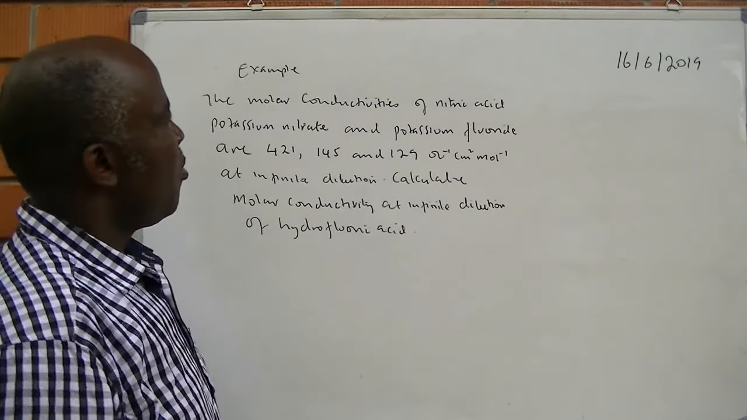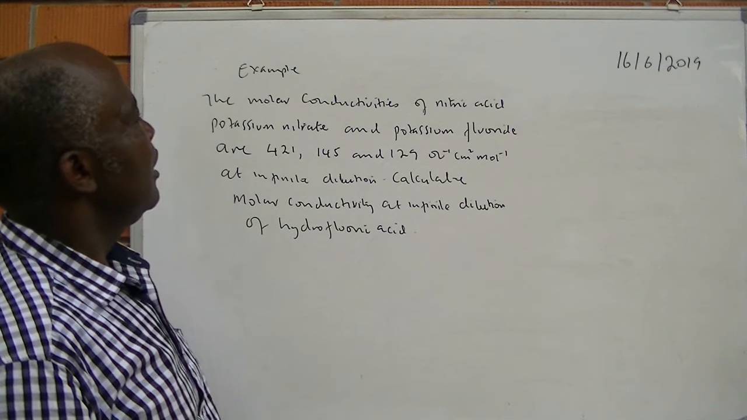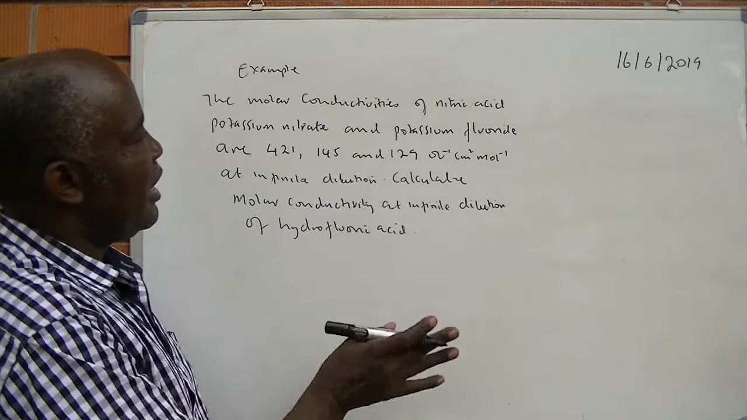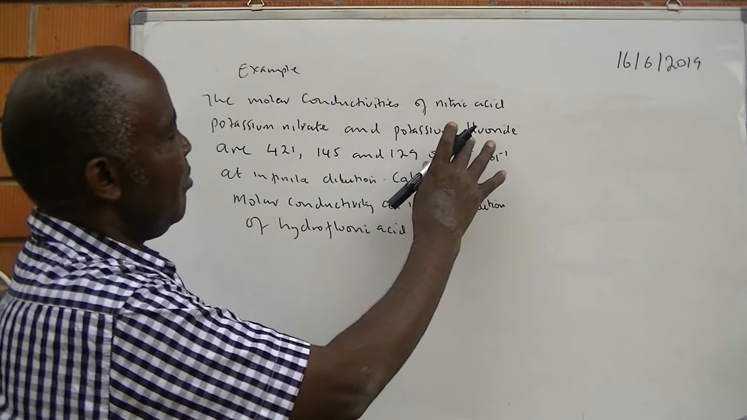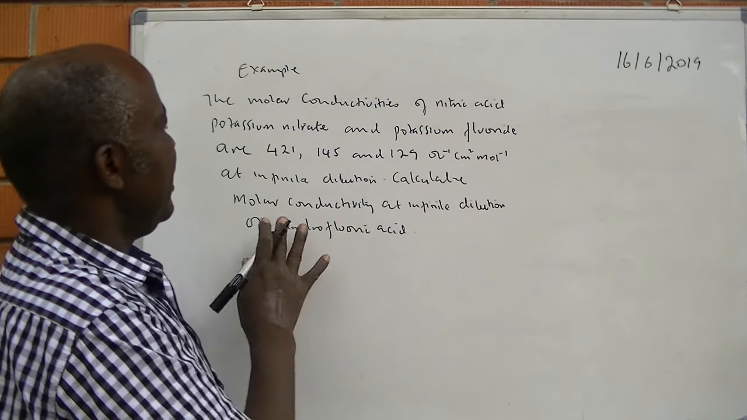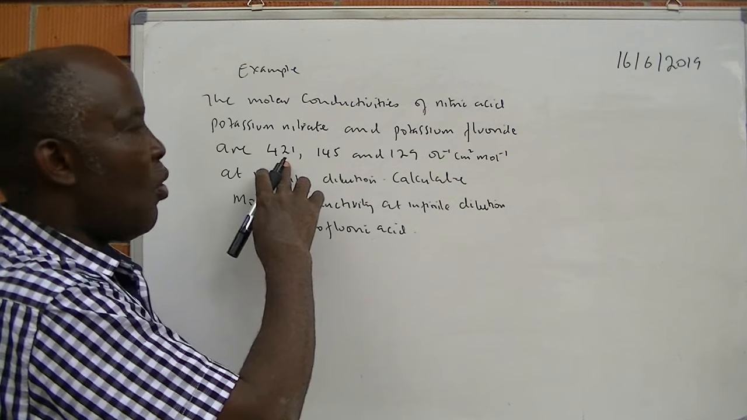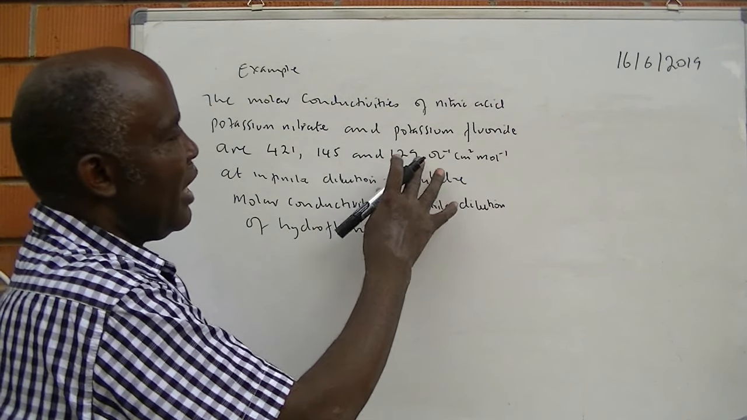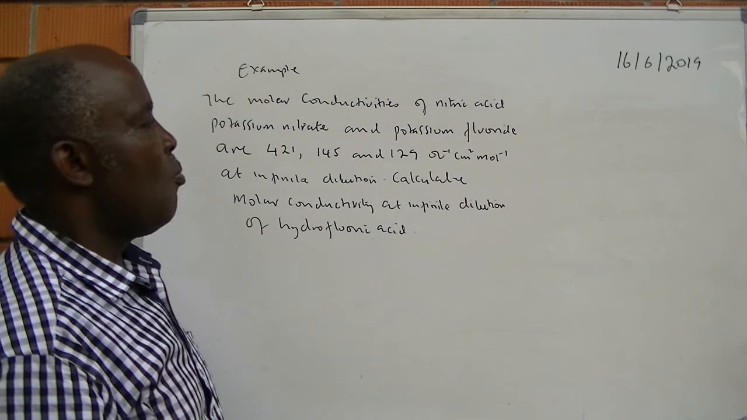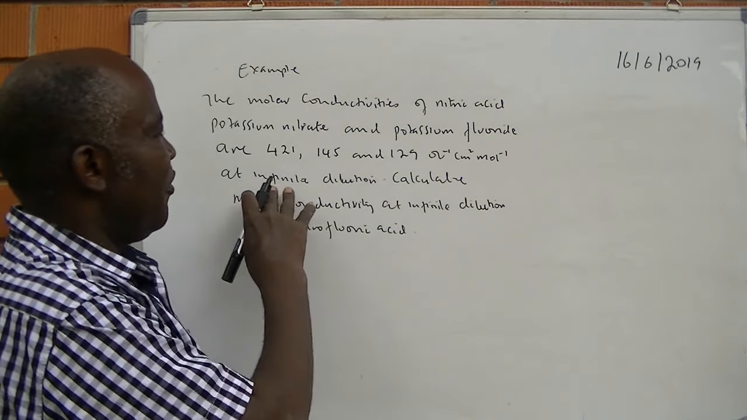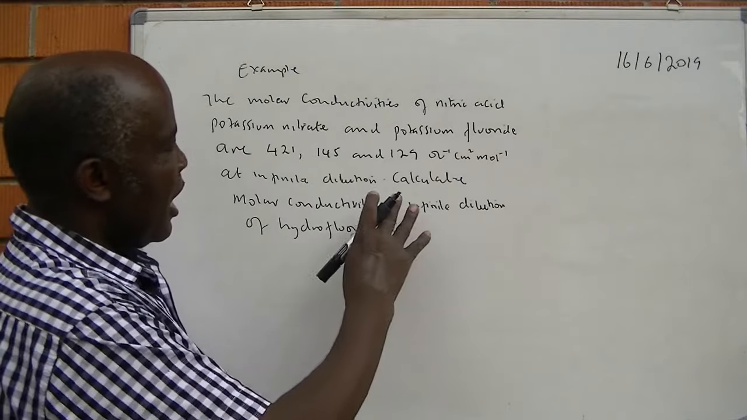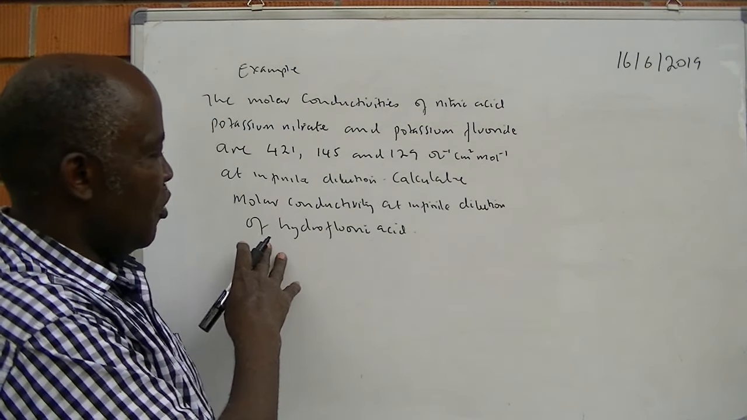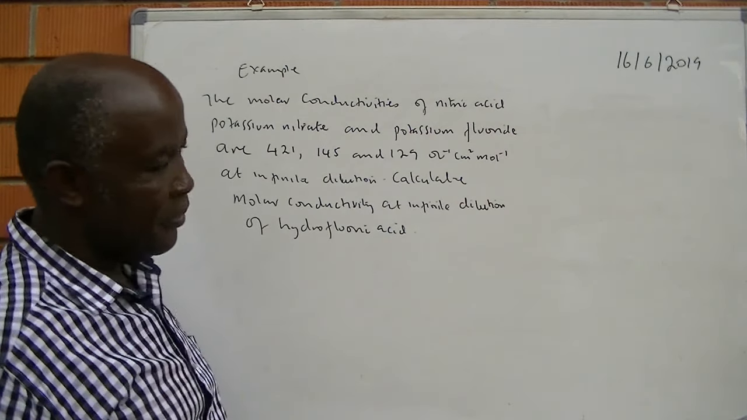Example: molar conductivities of nitric acid, potassium nitrate, and potassium fluoride are 421, 145, 129 ohm inverse per mole per centimeter squared at infinite dilution. Calculate the molar conductivity at infinite dilution of hydrofluoric acid.